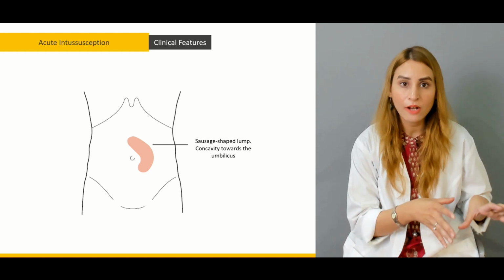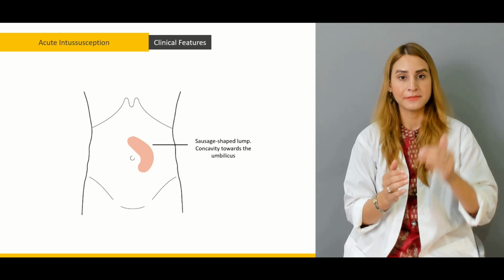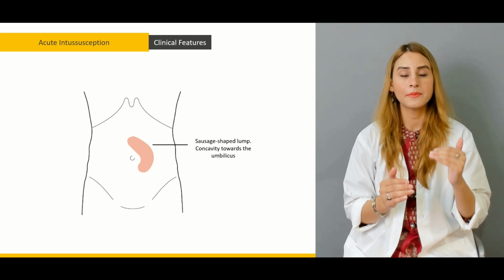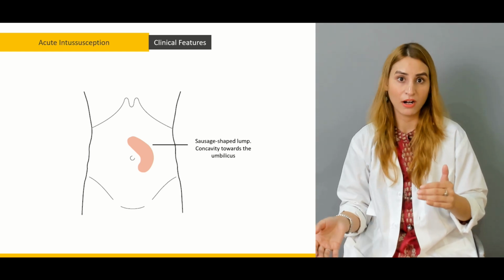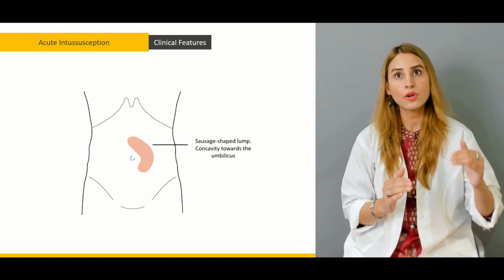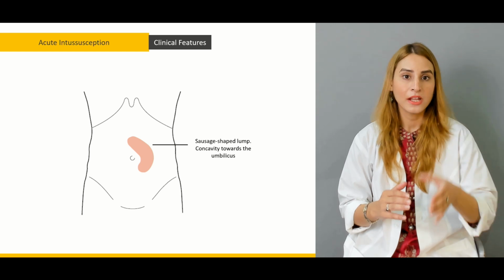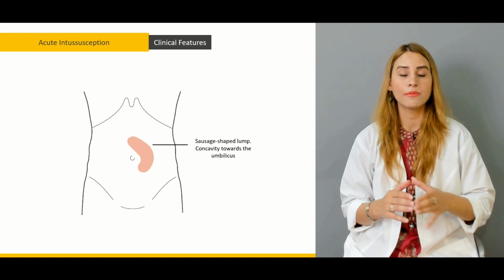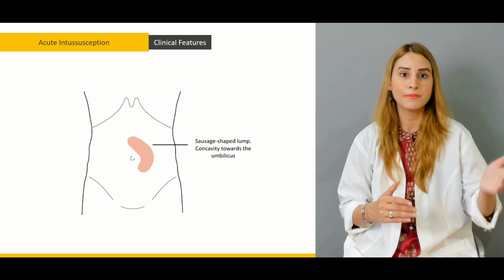If the small bowel is involved, the most prominent feature would be vomiting. But if the large bowel is involved, the most prominent feature would be constipation. But if we talk about the high small bowel obstruction, the low small bowel obstruction, and then the large bowel obstruction.